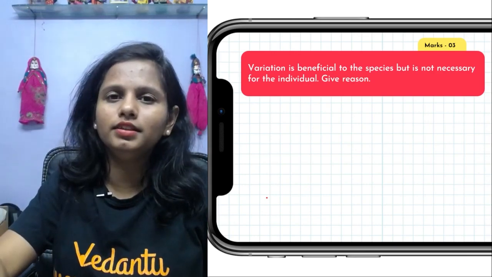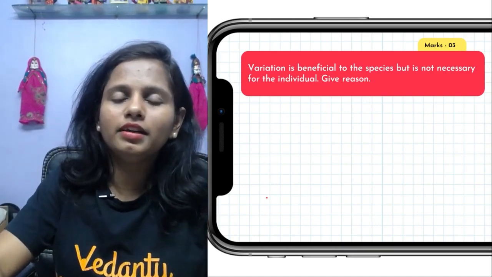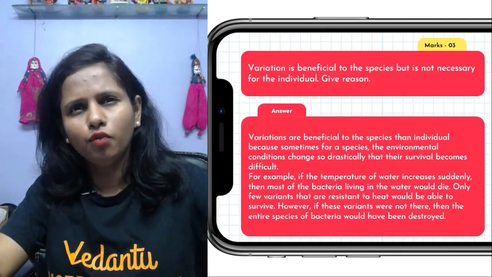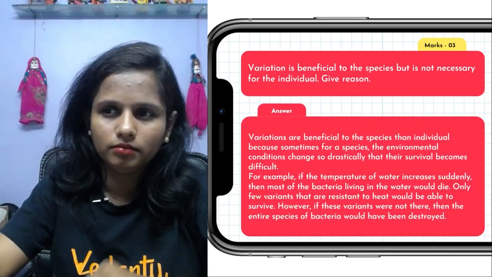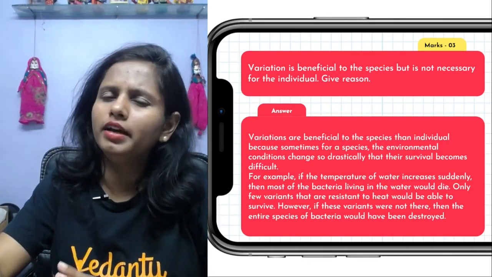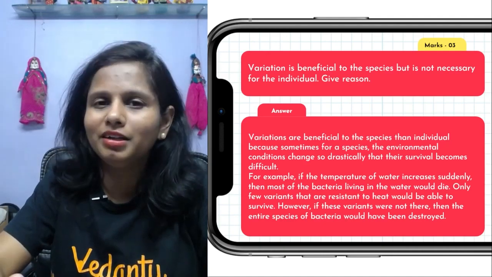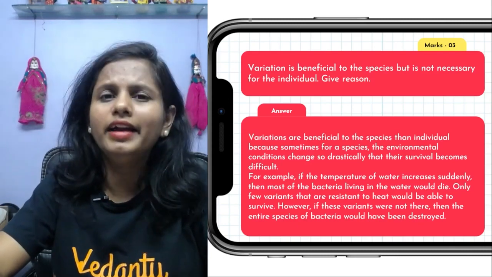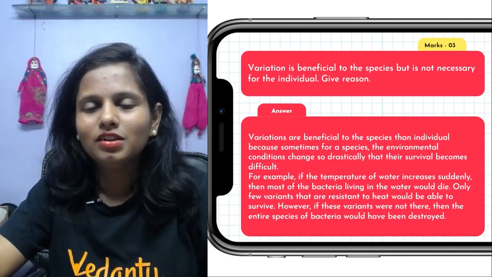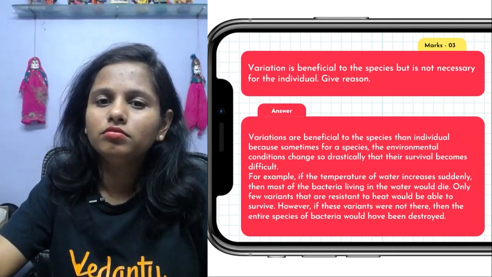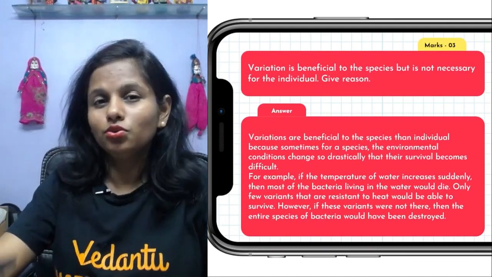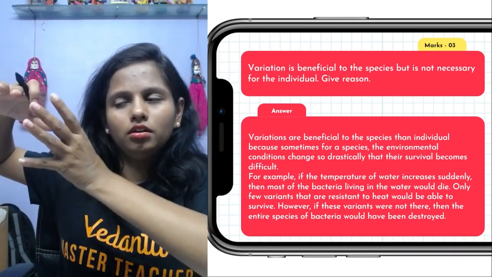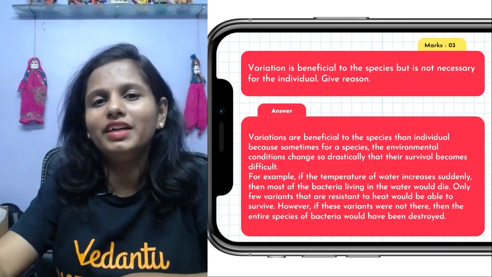For example, all of a sudden there is a change in the environmental conditions because of some natural disaster. Let's assume that the temperature of the water body increases drastically and there are bacteria. Most of the bacteria would die because they could not adapt to the changing environmental condition. But some thermoresistant bacteria who can withstand greater temperature will survive. So how are these variants formed? Of course, because of variations. These variations can help a set from the entire population to survive and adapt.